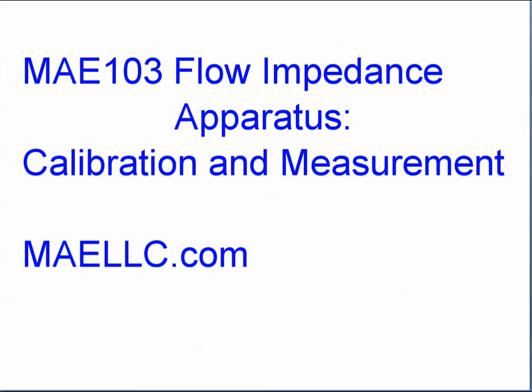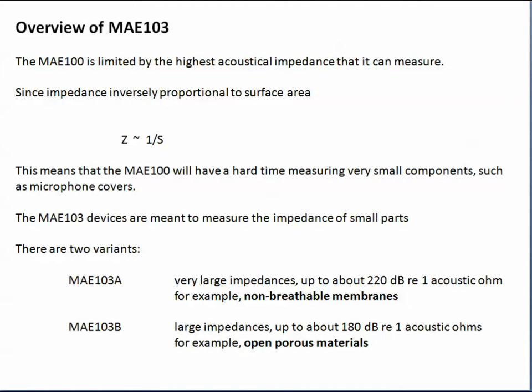In this video, I'm going to cover the MAE103 impedance measurement apparatus. The need for the MAE103 is to measure the impedance of devices with very large acoustical impedances. Since the impedance of a device is inversely proportional to its acoustic surface area, this essentially means that the MAE103 measures the impedances of very small devices on the order of a few millimeters in diameter.